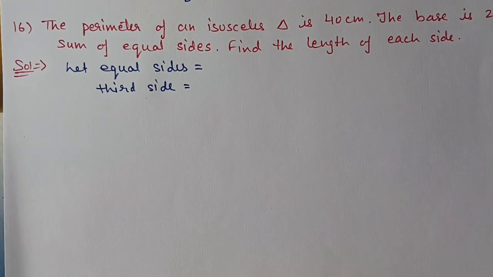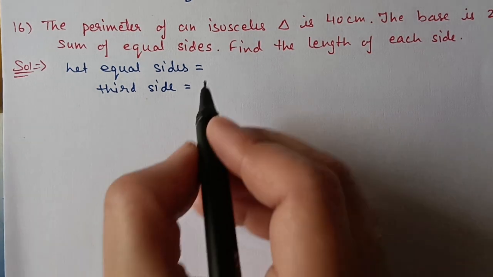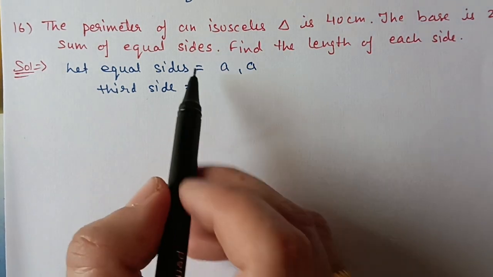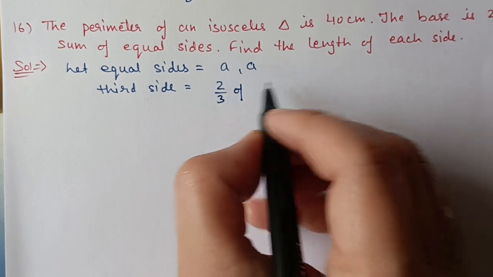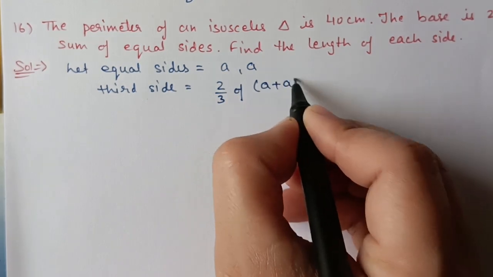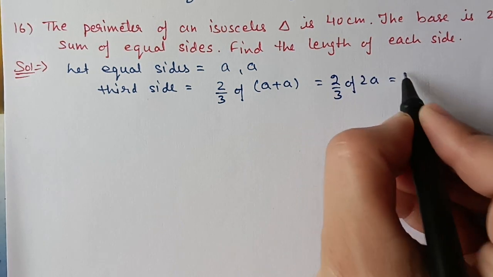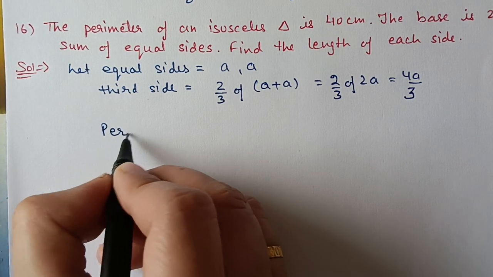Next question number 16. The perimeter of an isosceles triangle is 40 centimeter. The base is 2/3 of the sum of equal sides. Find the length of each side. So let the equal sides be A and A, two sides, and the third side they have given, that is 2/3 of the sum of equal sides, means A plus A. So 2/3 of 2A, we will get 4A by 3. Now the perimeter is given, 40.